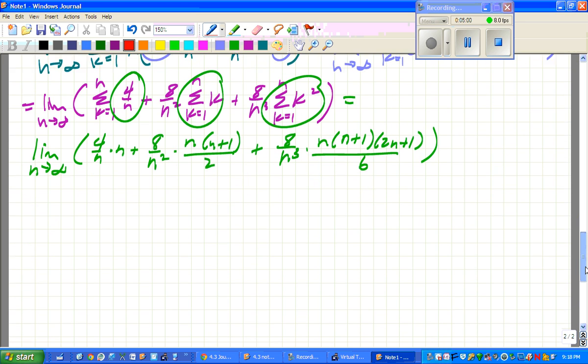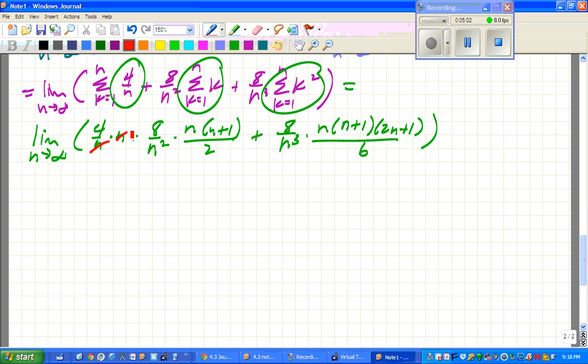Okay, so a little simplifying, n's cancel out. 8 over 2, we get 4 over 1. This n cancels out with one of these. Over here, this n's going to cancel out with one of those, so that's just an n squared. 8 over 6, it's like 4 over 3. So for this one, we just end up getting 4.